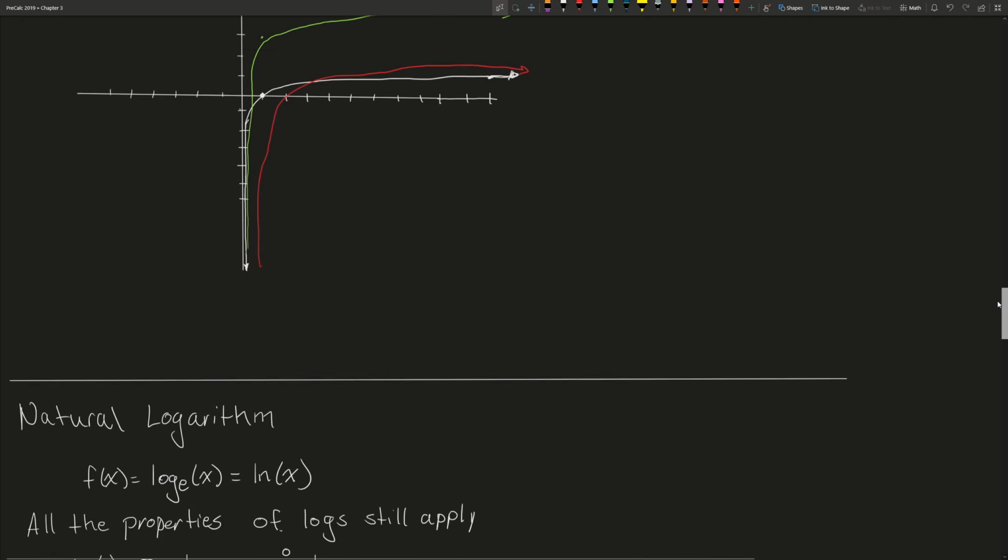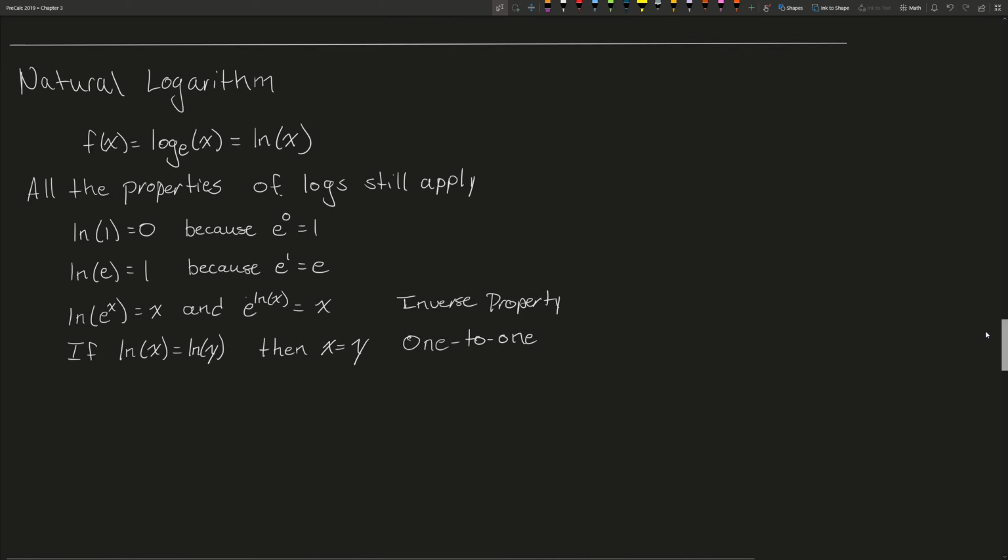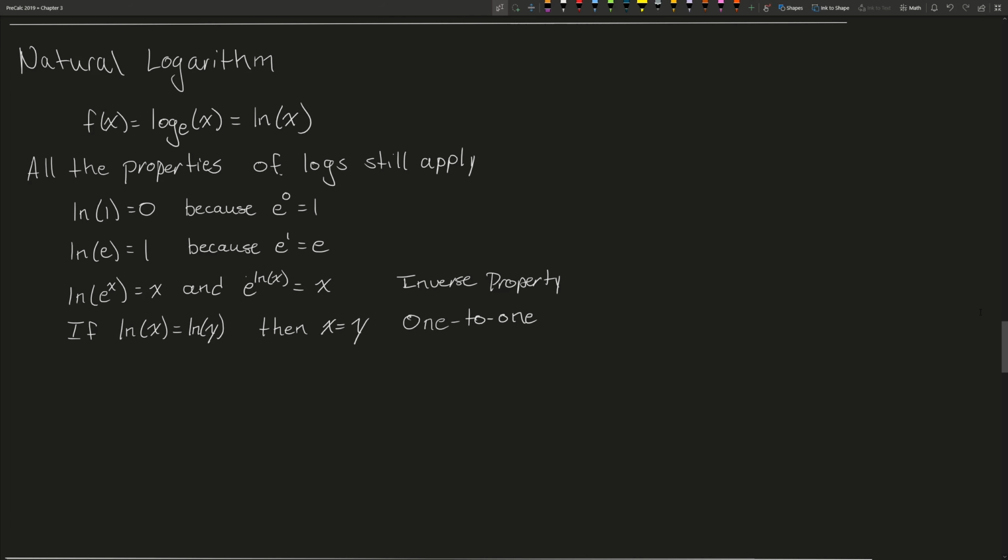The last thing in this lesson are natural logarithms. And natural logarithms are the exact same as regular logarithms, except we have a base of e. So a natural logarithm is f of x is equal to log base e of x. We can rewrite that as ln of x, which is what we will be using from now on. And all the properties of log still apply.